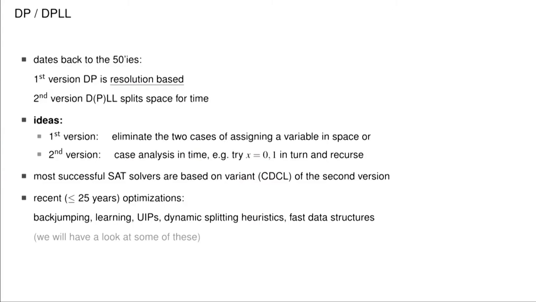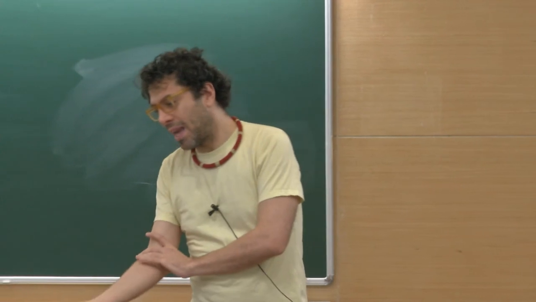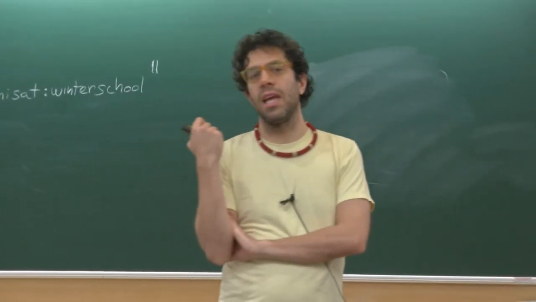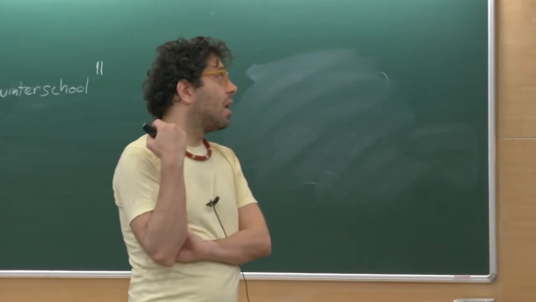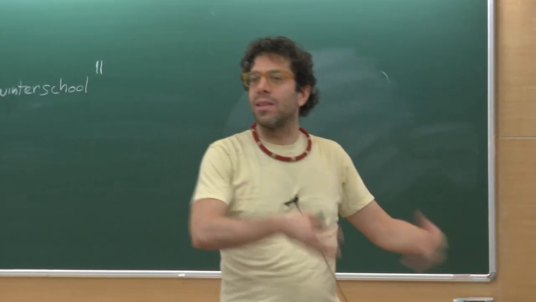And this second version, the DPLL, basically does a branching version of this. Instead of trying to incrementally eliminate the variables from the formula and try to derive the empty clause, it just does a case-by-case analysis, like what would happen if x is 0, what would happen if x is 1. So now we have 2. And then, of course, we can do this with y underneath, etc.